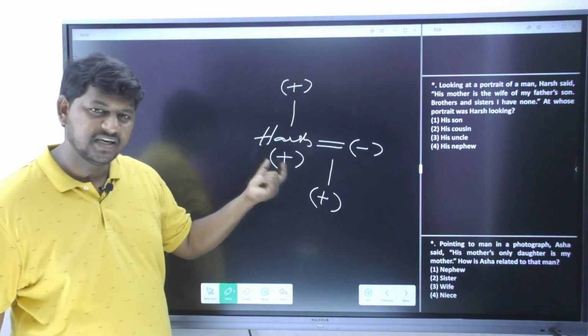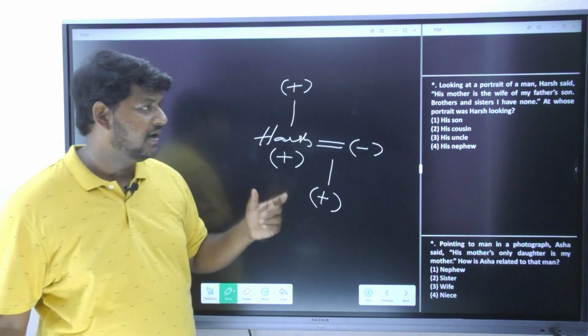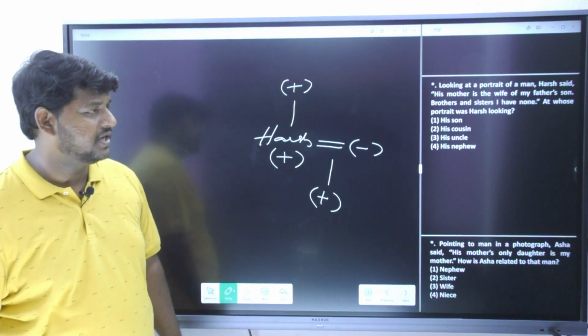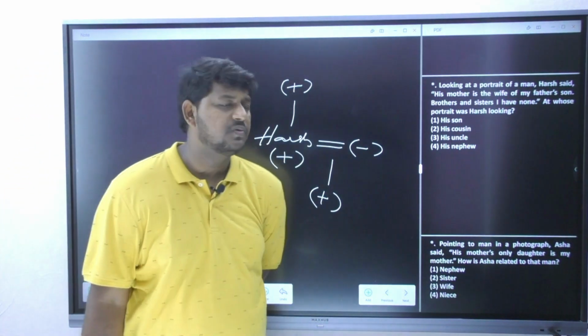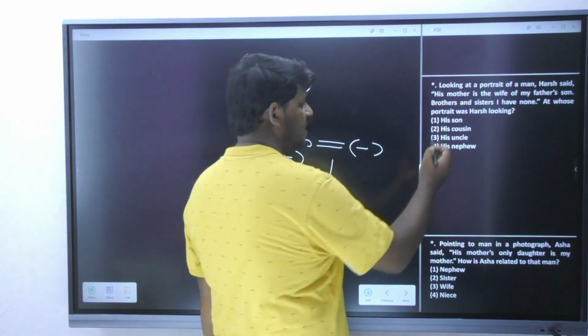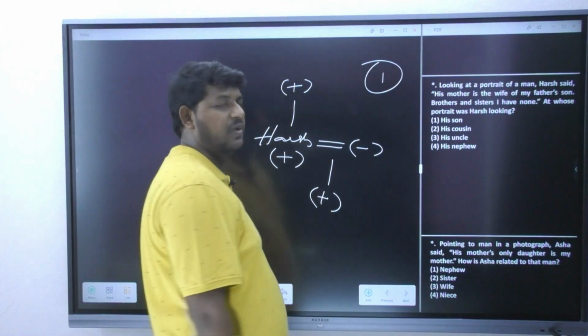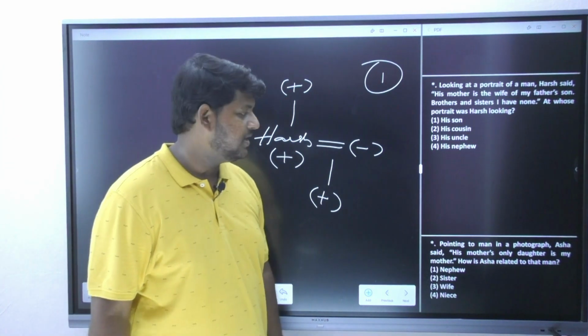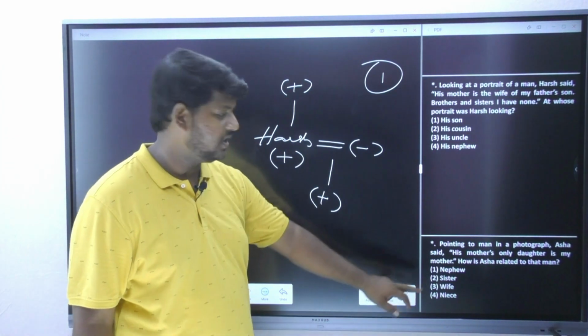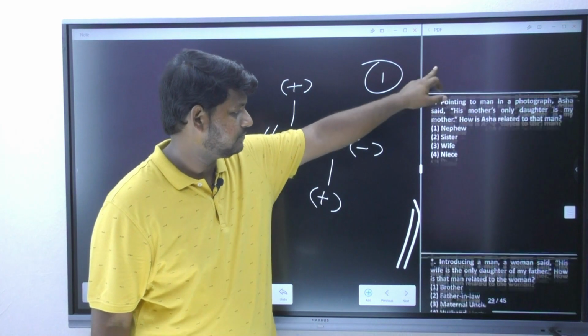So Harsh is actually talking about his son. Now the question is also saying the same thing. At whose portrait was Harsh looking? It is his son. Option number 1 is your answer. Am I clear? Now let us move forward to the next question here.